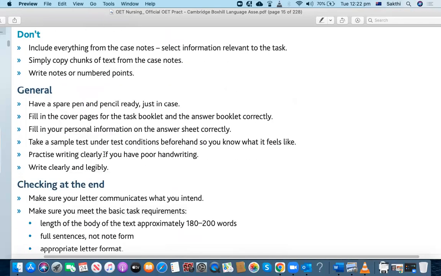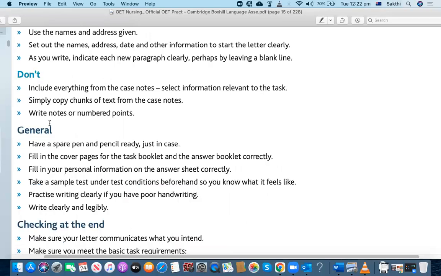I hope everyone is able to understand so far. But if anyone has any questions, you can ask me, please. And we have got some don'ts as well, what we should not do. We should not include all the information from the case notes. As I previously mentioned, that's going to be one of the worst things. Remember that every writing question paper is going to have both the relevant as well as the irrelevant information, and it is your duty to ensure that you include only the relevant information in your letter.